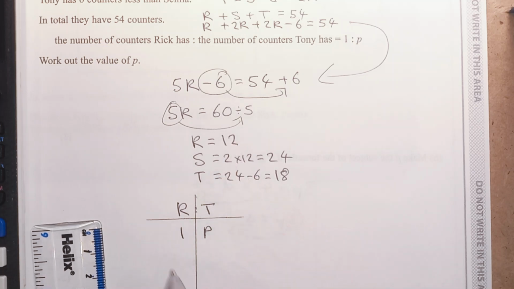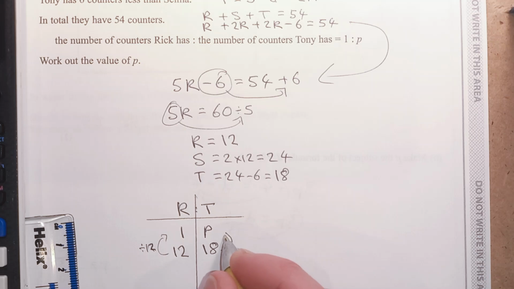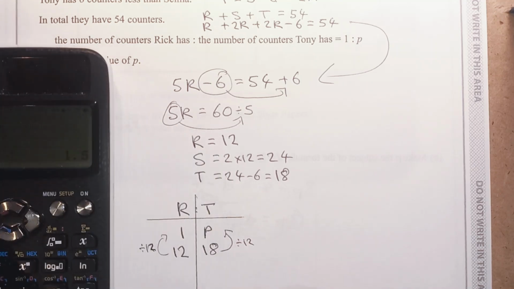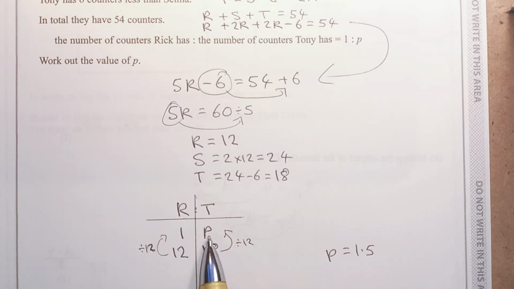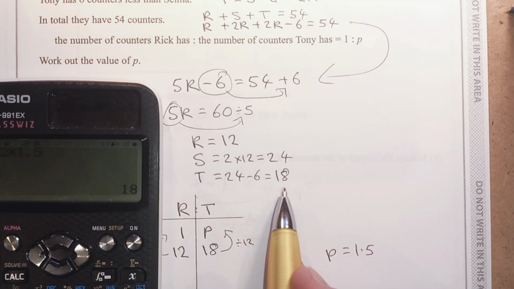Well, at the moment, we know that when R is 12, Tony is 18. So if we want to make this 1, to get from 12 to 1, we just need to divide it by itself, divide it by 12. So to find out what P is, we have to do the same thing. We also need to divide that by 12. So 18 divided by 12 gives 1.5. So it's saying that Tony has got 1.5 times what Rick's got, which makes sense here, because 12 times 1.5 is 18.